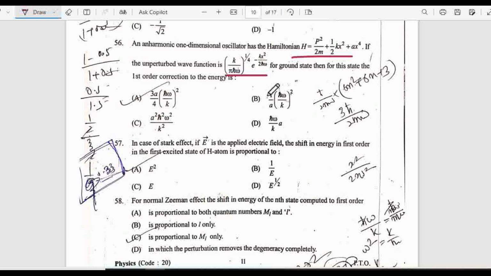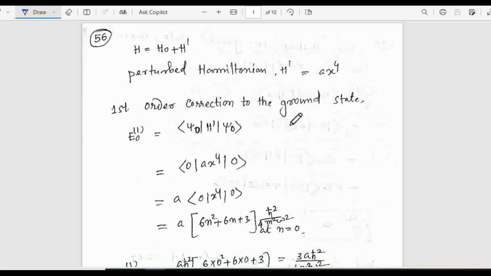We have to find the ground state first order correction in the energy. So how can we find it? Just apply perturbation theory. Okay, so let's see the solution. This is the perturbation formula for the ground state.